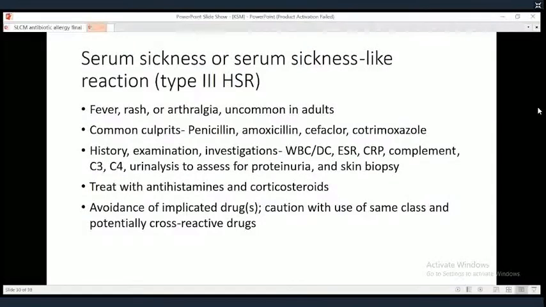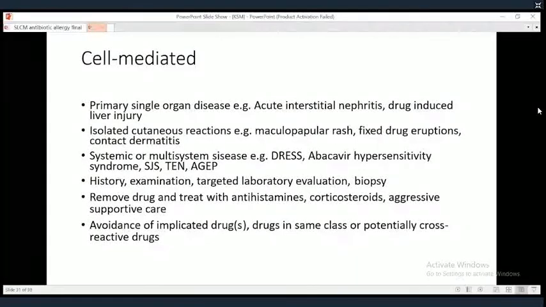Serum sickness or serum sickness-like reaction, or type 3 hypersensitivity reactions. Generally, the patients present with fever, rash, arthralgia, and generally this is secondary to penicillin, amoxicillin, cefaclor, and cotrimoxazole use. So again, you can do a few investigations, but the history and examination remains very important. They're generally treated with antihistamines and corticosteroids, and again, you are supposed to avoid the implicated drugs and use caution with use of same class and potentially cross-reactive drugs.